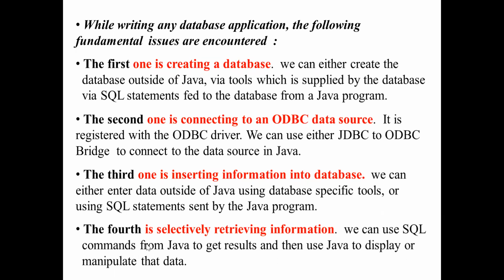And the fourth one is selectively retrieving the information. So we have to retrieve the information from the database to the front end. We can use a SQL command from Java to get the result, and then use Java to display or manipulate that particular data. So these are the fundamental issues while writing any database application.